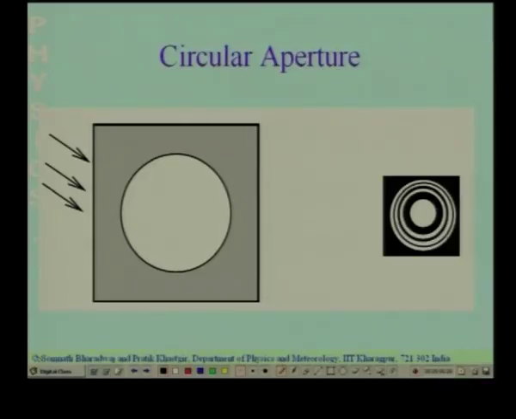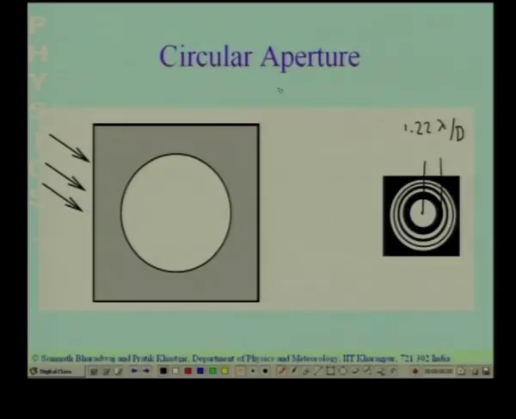So, I had told you that a star is going to produce a diffraction pattern. The radius of the central bright spot is going to be 1.22 lambda by d in radians, and then we are going to have a set of dark and bright rings around it. And the question which we were addressing is, how close can two stars be distinguished?